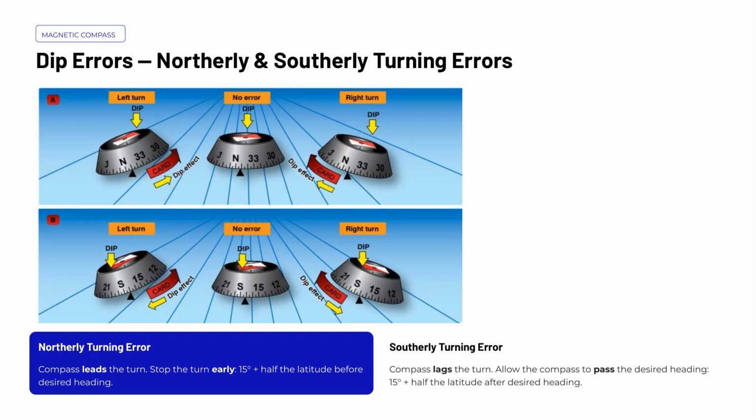When turning through south, the opposite effect occurs. The compass lags behind the actual heading, meaning it falls behind where the aircraft is truly pointing. To compensate, you must allow the compass to pass through your desired heading before rolling out. Again, apply the same formula, 15 degrees plus half the latitude, but this time beyond the desired heading. Both of these errors are caused by the vertical component of the Earth's magnetic field acting on the compass card during banked turns. Understanding and applying these corrections is essential for accurate compass navigation, particularly when operating without a functioning heading indicator.